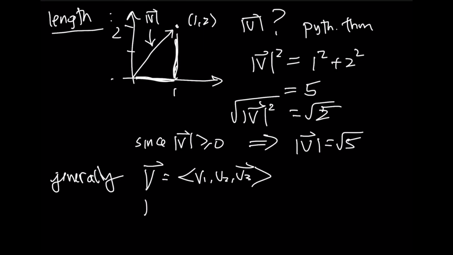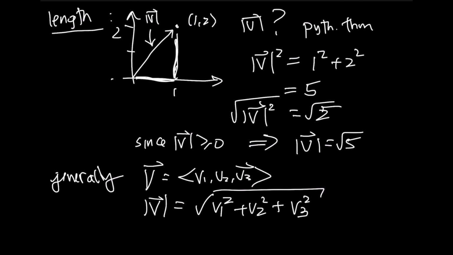The length of the vector is simply going to be the square root of the sum of the components squared, which was essentially the process that I did above. This vector has components v1 is 1, v2 is 2, and this was v1 squared plus v2 squared.